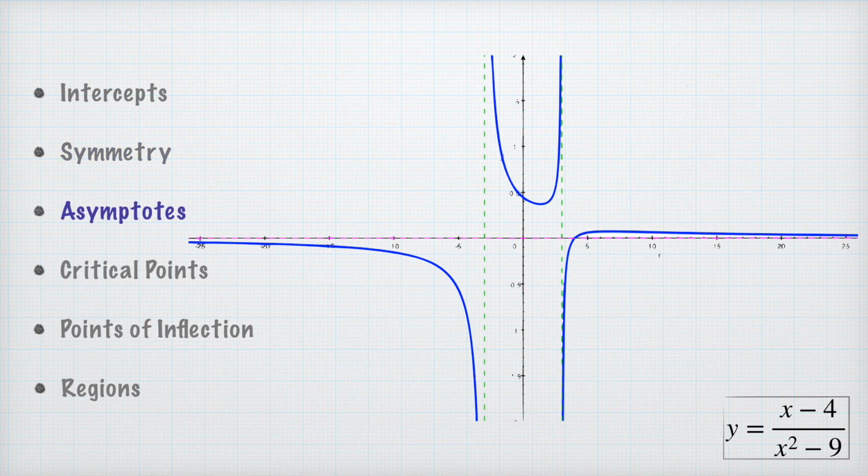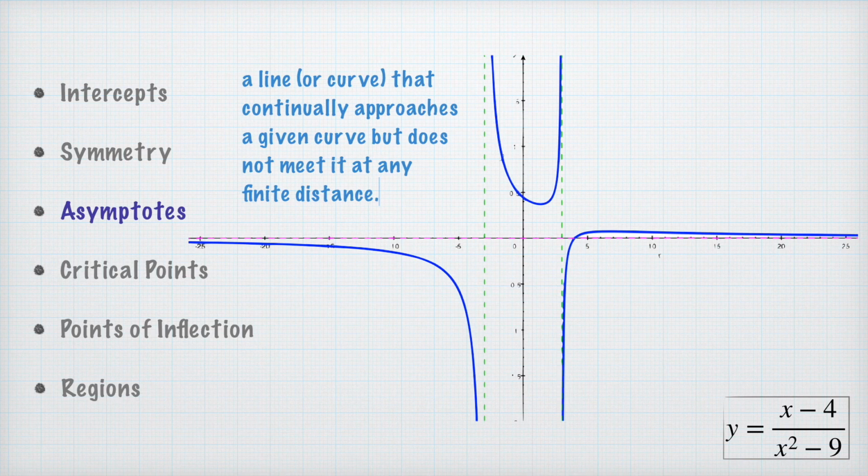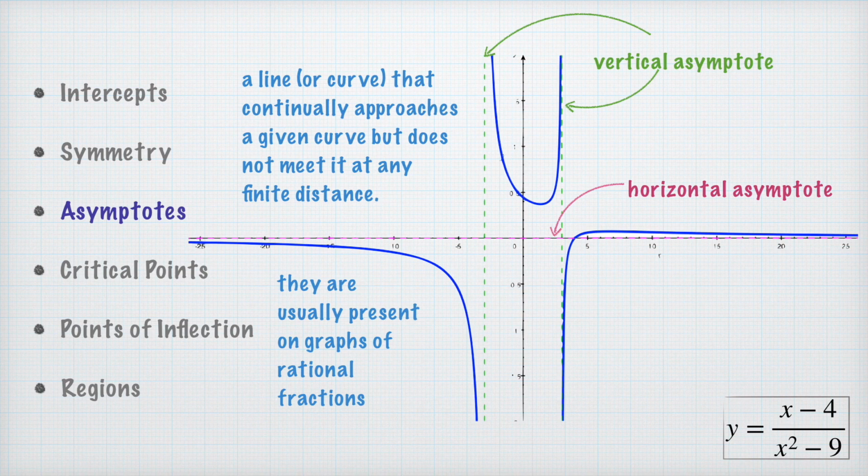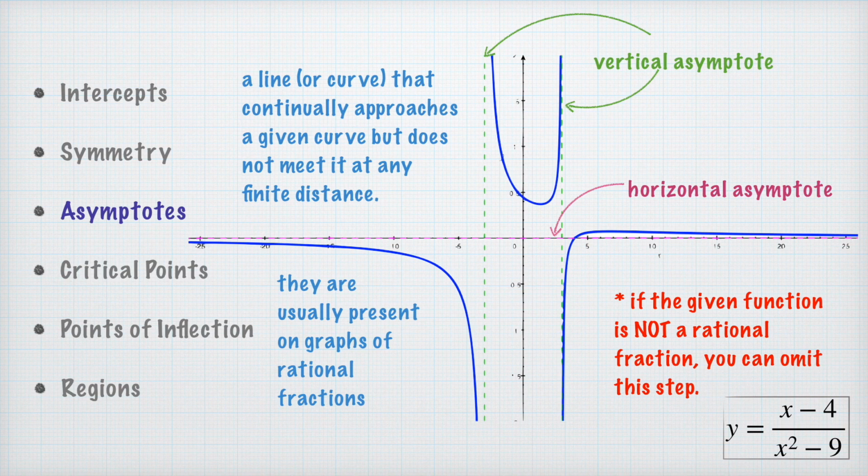After testing for symmetry, we're now going to determine the asymptotes of the given function. An asymptote is a line or a curve that continually approaches a given curve but does not meet it at any finite distance. They are usually present on graphs of rational fractions. We have different types of asymptotes, and in this function we have two vertical asymptotes and one horizontal asymptote. If the given function is not a rational fraction, you can omit this step.